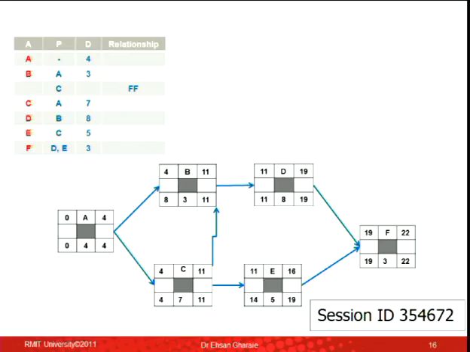11 minus 7 would be 4. 11 minus 3 would be 8. Between 8 and 4, I choose 4. 4 minus 4, 0. Any question? The ones who made the mistake, I don't know where you went wrong.